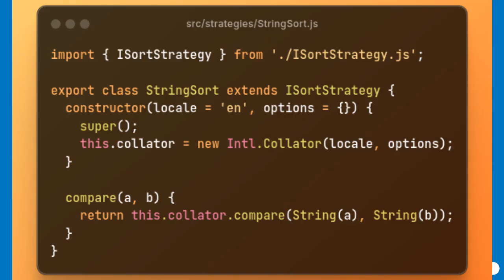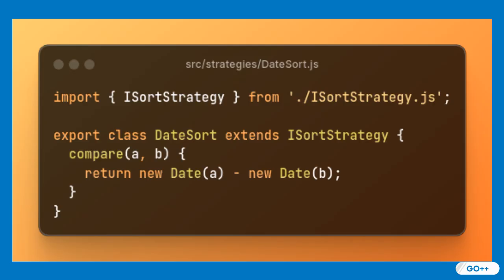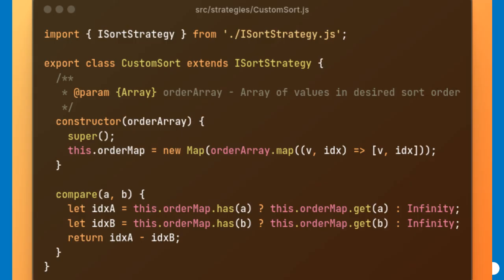This strategy implements locale-aware string sorting using Intl.Collator for proper comparison according to language and sensitivity options. This strategy compares date values by converting each to a JavaScript date object, enabling chronological sorting. This is a custom sort strategy for fields with a specific predefined order, such as status. It uses an order array to determine each value's sort position.